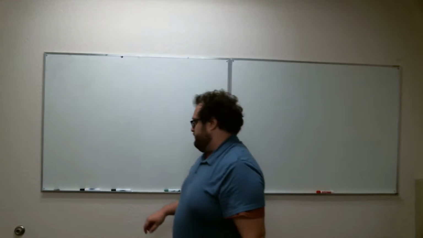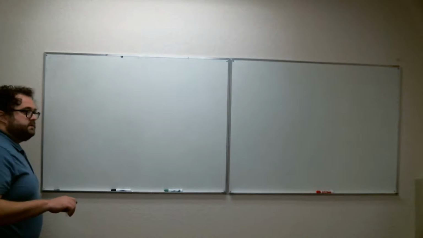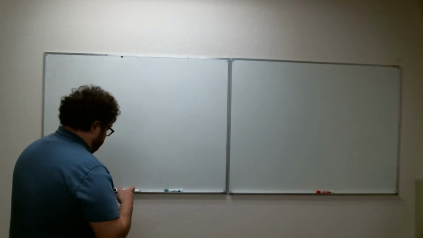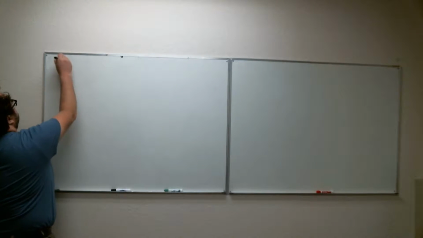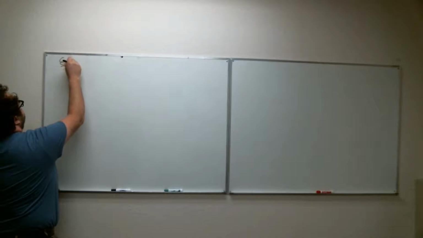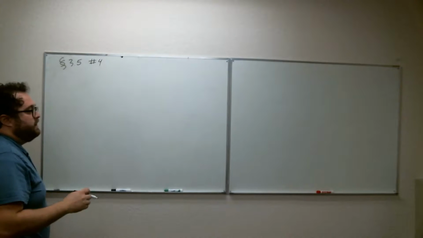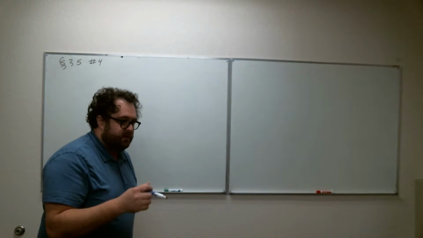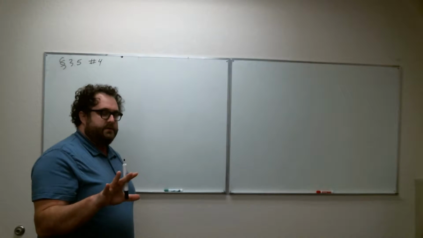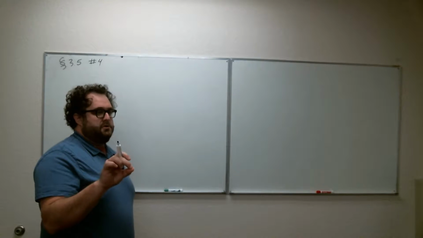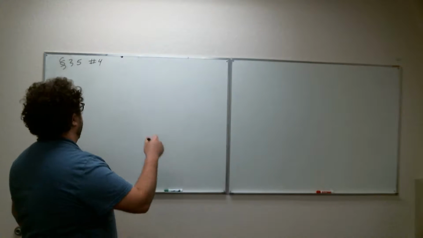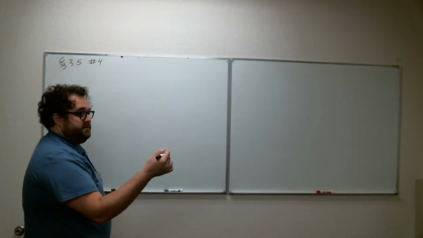All right, guys, let's talk about section 3.5, number 4. Section 3.5, number 4 is making the comparison between implicit functions and explicit functions. So we're given the equation of a circle.